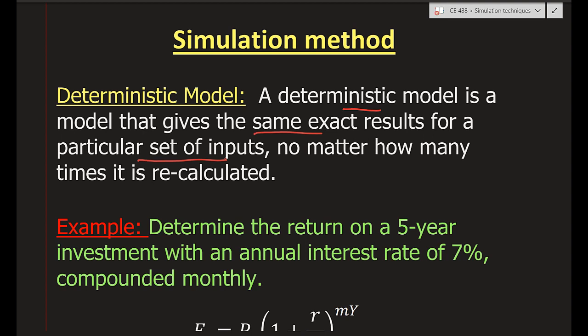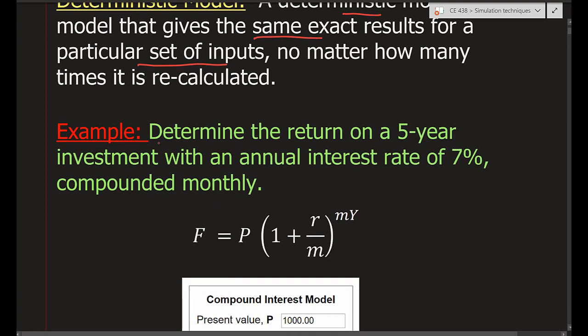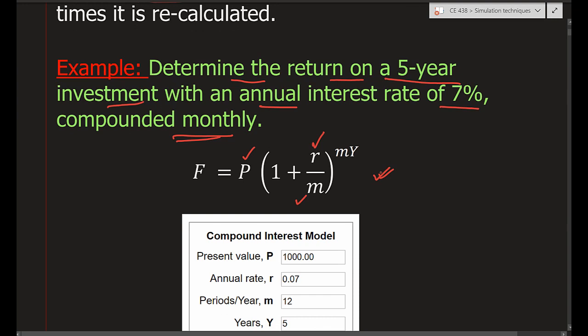Till now, whatever models you have seen in previous classes or elementary classes are all deterministic models. To illustrate this, let us take a simple example of calculating compound interest. We use this kind of formula to calculate compound interest. Say I have a problem: determine the return on a 5-year investment with an annual interest rate of 7%. The annual interest rate is given, and for 5 years you have to calculate the final amount. P is the principal amount that is given, the rate is also given, and it is monthly compounded. Given the principal amount, interest rate, years, and monthly compounding, we can use this formula to calculate the final amount. So we can use this model.